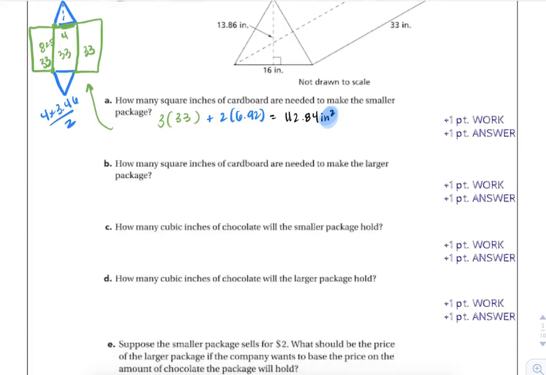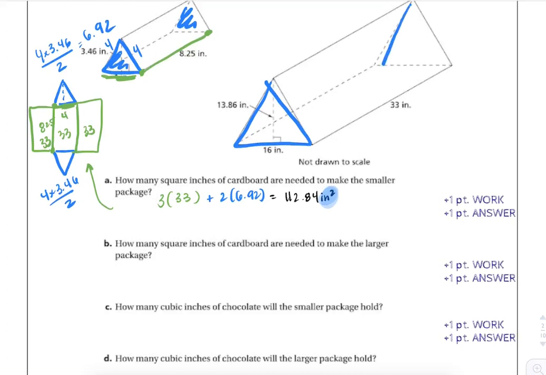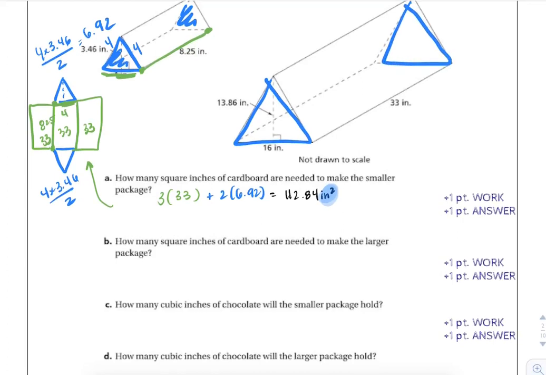Okay, part B says how many square inches of cardboard are needed to make the larger package. I'll set it the same way. Here is my triangular base. Okay, and away from it is another triangular base. So it looks like this. Set up the same way as the last one.